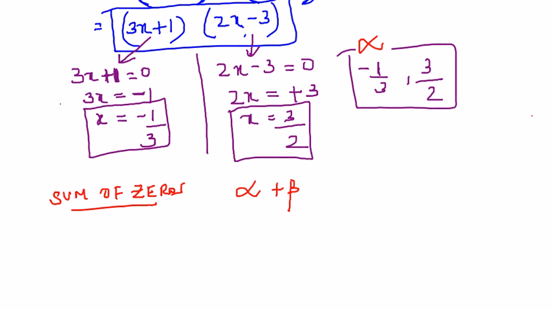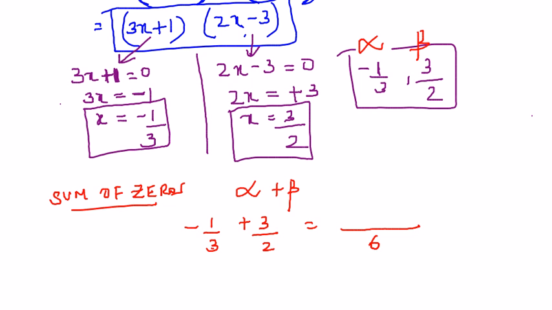And this as beta. Therefore, you get minus 1 by 3 plus 3 by 2. Do you know how to do the addition? Addition of fractions, right? Let's take the LCM. 3 க்கும் 2 க்கும் LCM is 6, right?